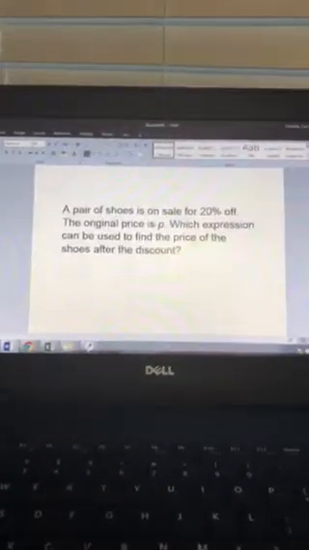Well, if the original price is P, that can be written as 1P, meaning one group of P represents the original price. So this would be like saying 100% of the price. We don't ever use an actual percent in our expressions. We always convert our percents to a decimal, and 100% is equal to 1 because 100 divided by 100 is 1. And that's how you convert a percent to a decimal, is you divide by 100.